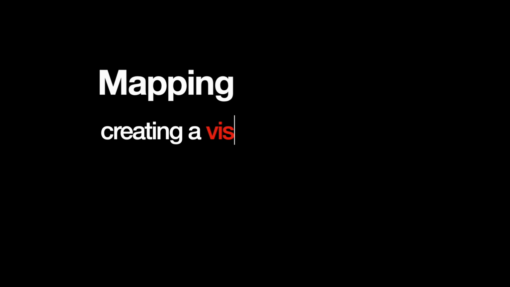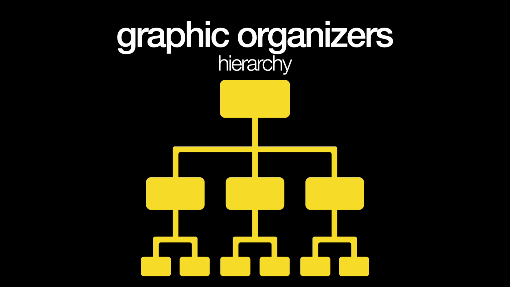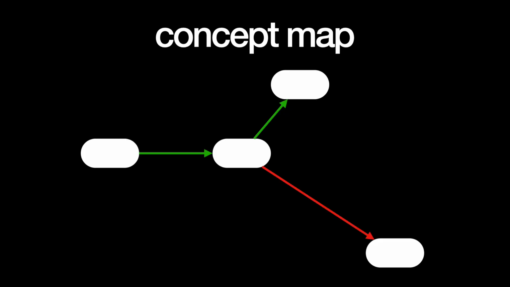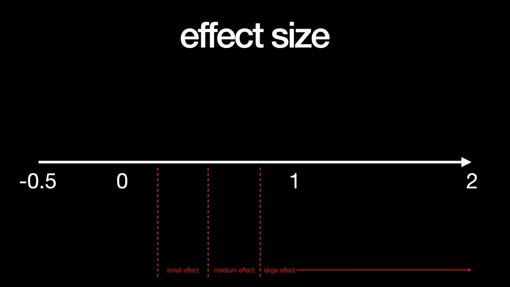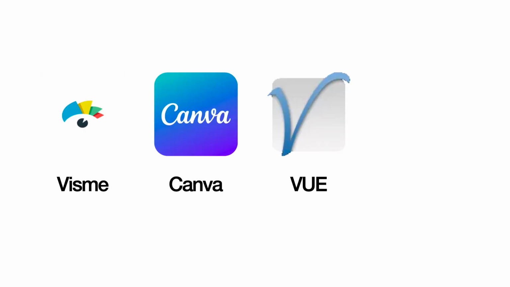Mapping involves creating a visual representation of the key terms and concepts from a lesson, such as completing a graphic organizer or making a concept map. Students did not seem to benefit from filling out graphic organizers if they're not given some guidance ahead of time. However, when they were given scaffolding and more simplified interactive graphic organizers, where the mapping process is made easier, they performed a lot better. Even elementary school students benefited from interactive graphic organizers, which you can find now in websites or applications like Visme, Canva, Vue, MindNode, and many others.